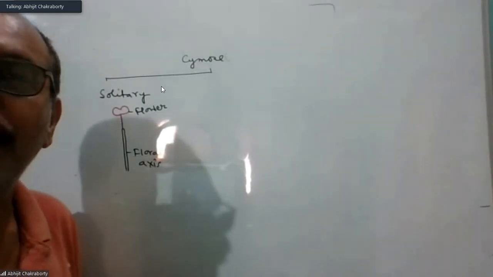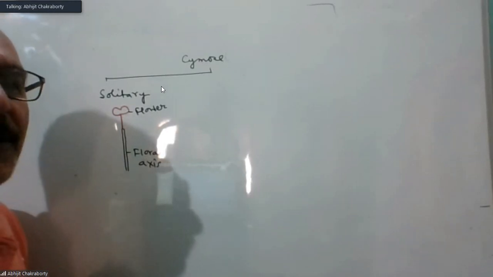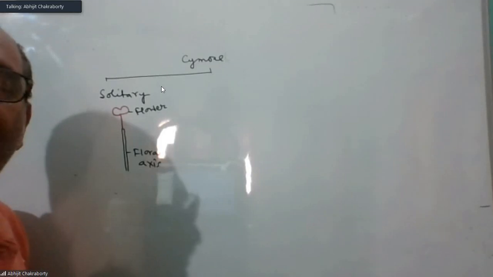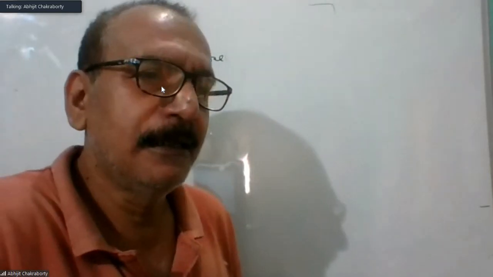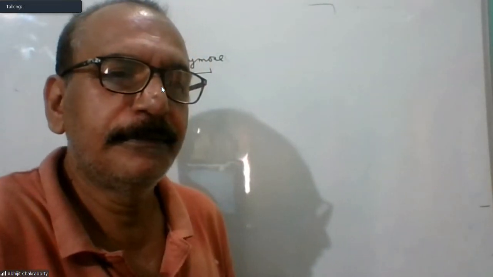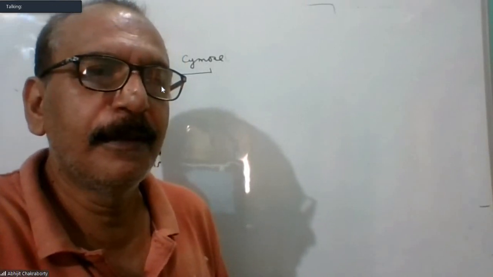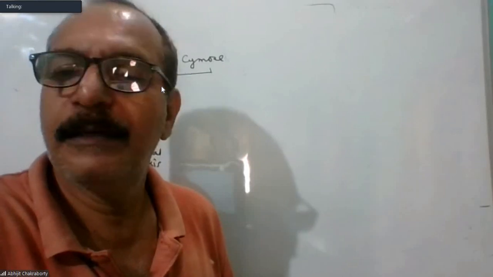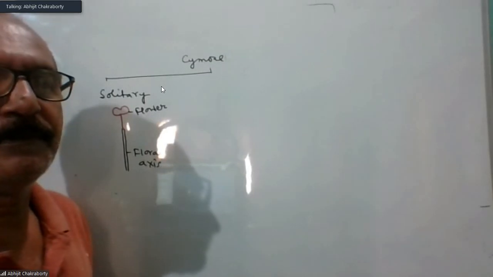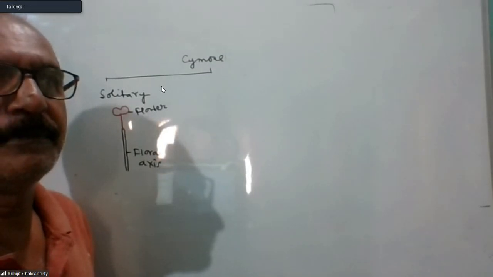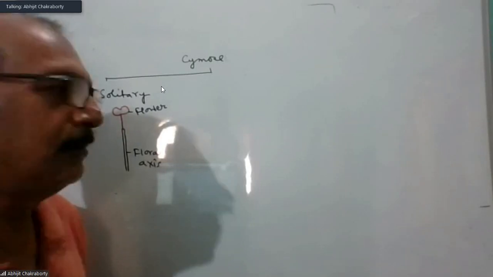Please write one thing. In capitulum inflorescence, flowers are arranged centripetally. I forgot to write it earlier. Please write: in capitulum inflorescence, flowers are arranged centripetally. Did you write it? Okay, thank you.